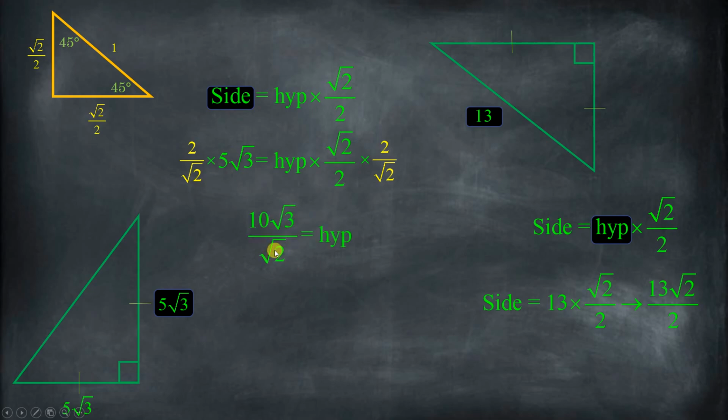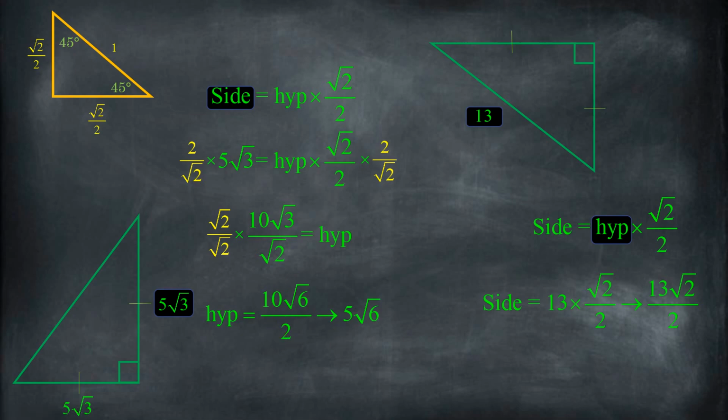Now that's an irrational denominator. We want a rational denominator, so we're going to rationalize it by multiplying by square root of 2 over 2. Square root of 2 times 2 is 2. Square root of 2 times the square root of 3 is the square root of 6, but we can still reduce that 10 and 2 to be 5 root 6.